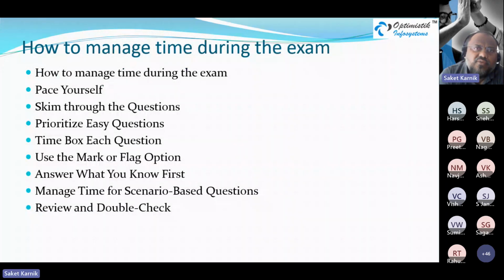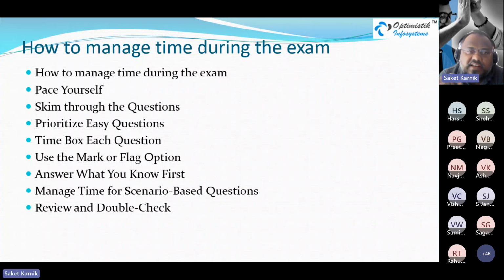And then how to manage time during the exam. Again, there is no rocket science. This is the typical age-old thing only. So pace yourself. You might have already done this during the practice exams. So it is just about repeating the same thing in the actual exam as well.